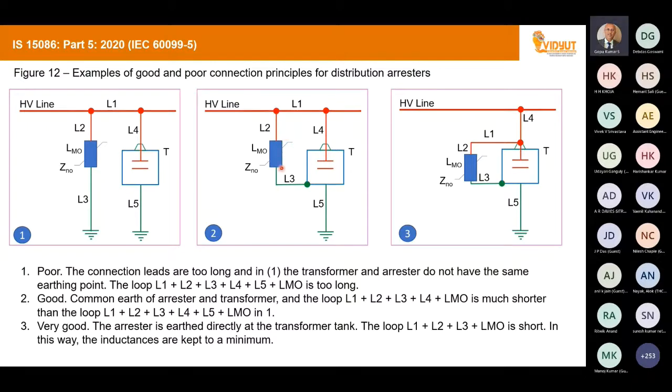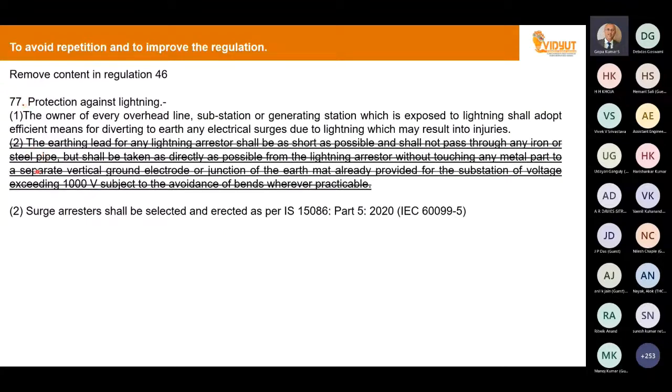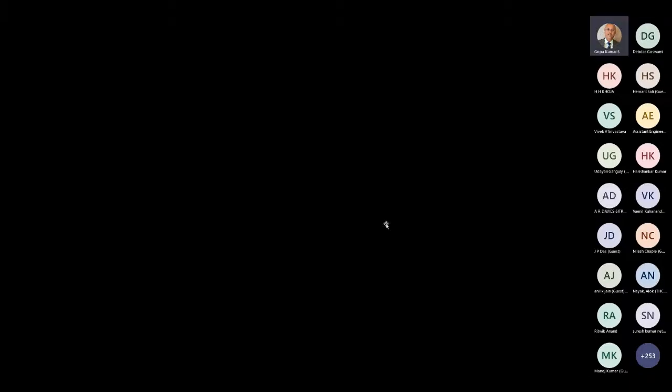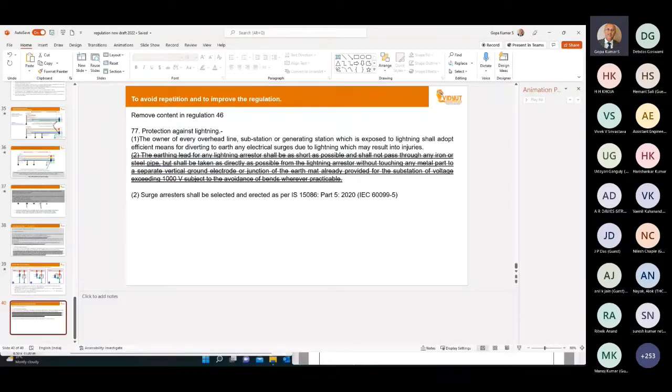Whereas in the second method, the surge arrester earthing is connected to the body of the transformer. This is an improved method. And the third one is the very good method. These are explained in IS 15086 part 5. Please go through the standard and understand it. So preferably, I would suggest that the second para of regulation 77 has to be modified as: surge arrester shall be selected and erected as per IS 15086 part 5. So with this, I make a stop for my presentation.